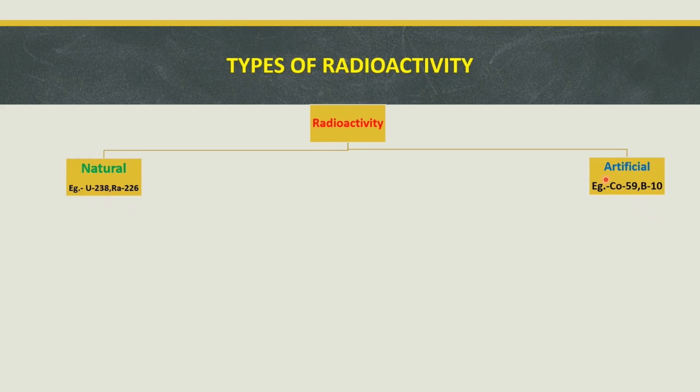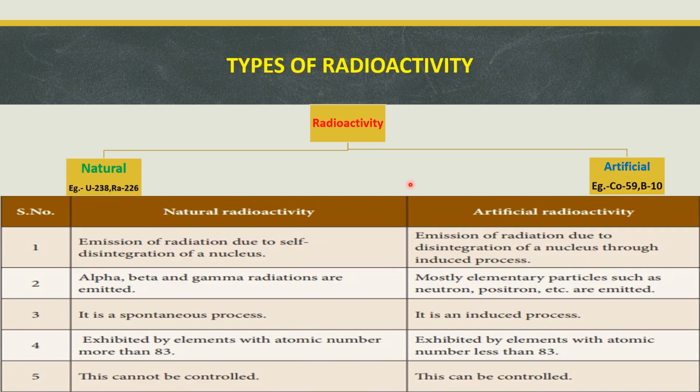And the second is artificial radioactivity. For example, cobalt-59 is naturally stable. To make it unstable, in nuclear reactors we bombard cobalt-59 with neutrons. After that it becomes cobalt-60, and it emits energy in the form of radiations. This type of radioactivity is called artificial radioactivity. So here are some differences between natural radioactivity and artificial radioactivity.